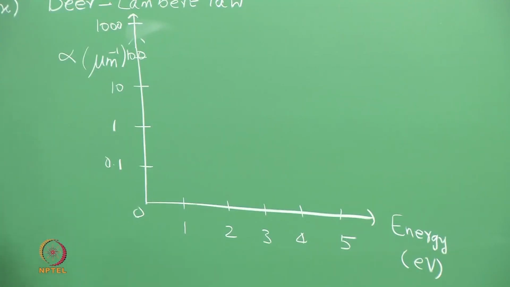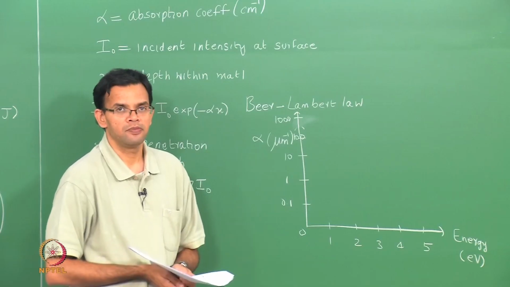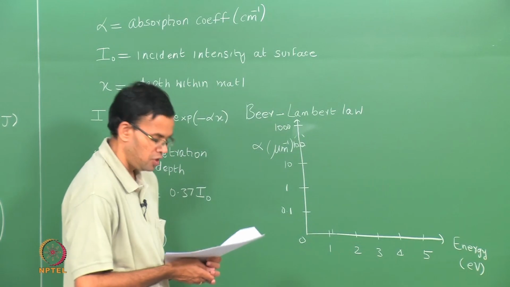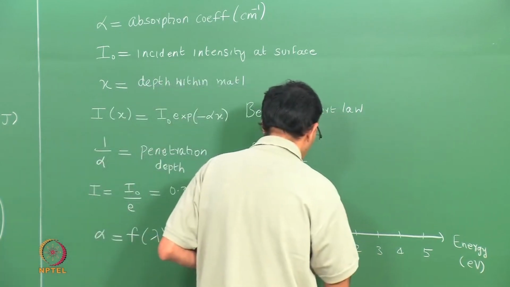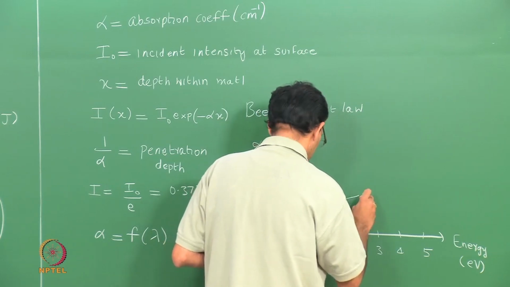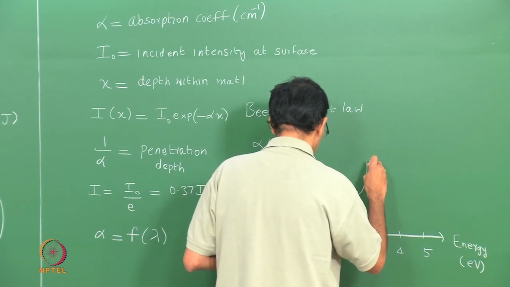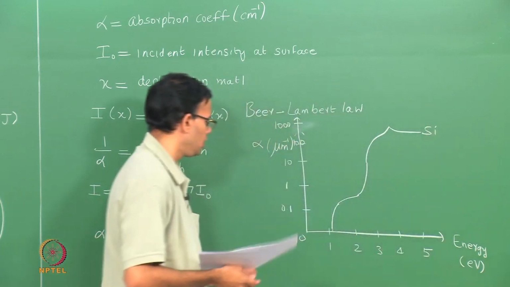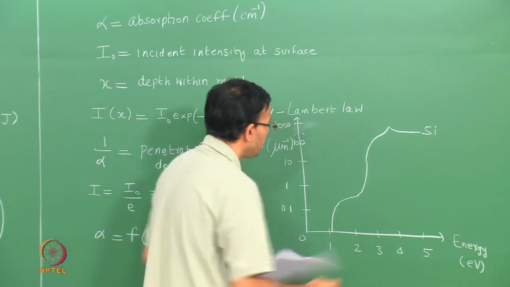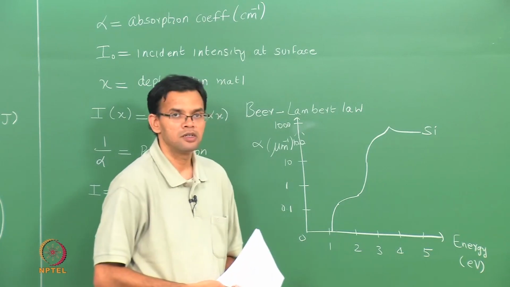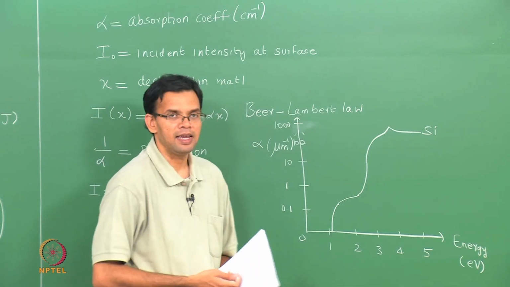So, silicon is an indirect band gap material and its band gap is around 1.1 electron volts at room temperature. So, below 1.1 your absorption coefficient is very small, and then above 1.1 it starts to increase. So, this here represents the band gap, so that you have very low absorption below the band gap and very high absorption above it. You can do a similar plot for gallium arsenide.